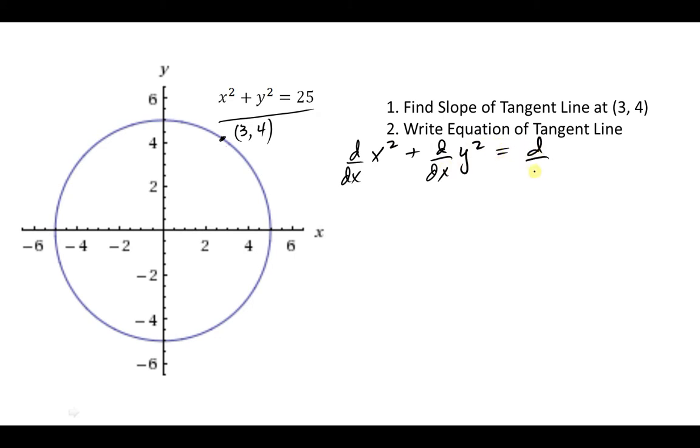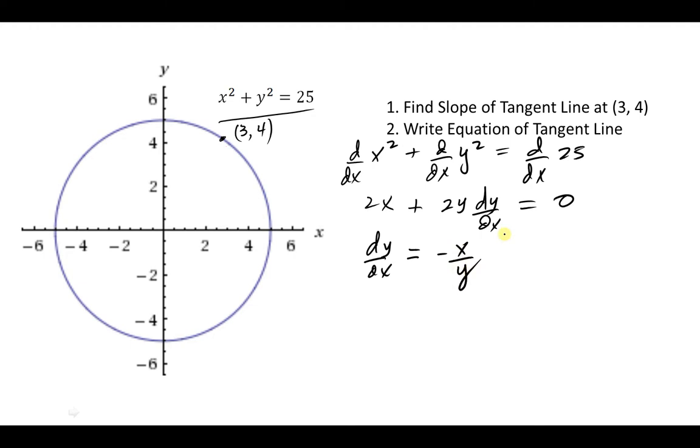Taking d/dx of both sides, we get this expression. d/dx of x squared is 2x. d/dx of y squared is 2y dy/dx. d/dx of 25, of course, is 0. And you'll recall that we solved dy/dx is minus x over y.